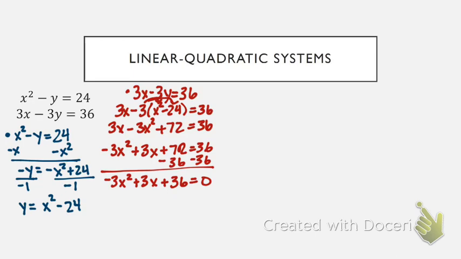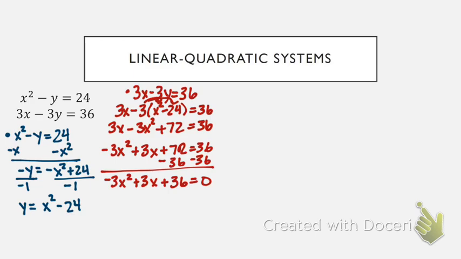Now we need to solve the quadratic equation. We can factor, we can use the quadratic formula, you can complete the square, whatever. It doesn't matter which method you choose. Factoring is probably going to be the easiest, but if you don't want to factor and you want to use the quadratic formula, that's fine. The quadratic formula will always work, so we can always use it. But I'm going to factor.